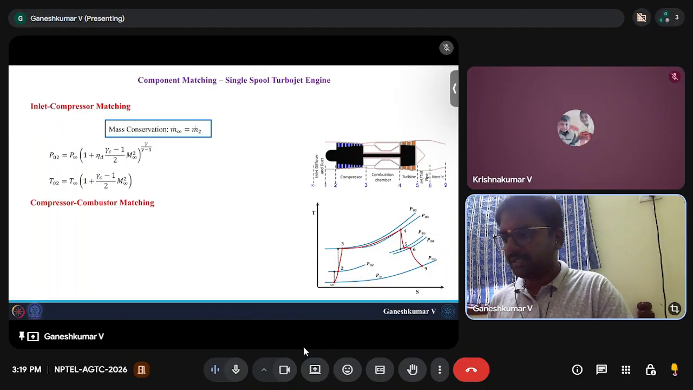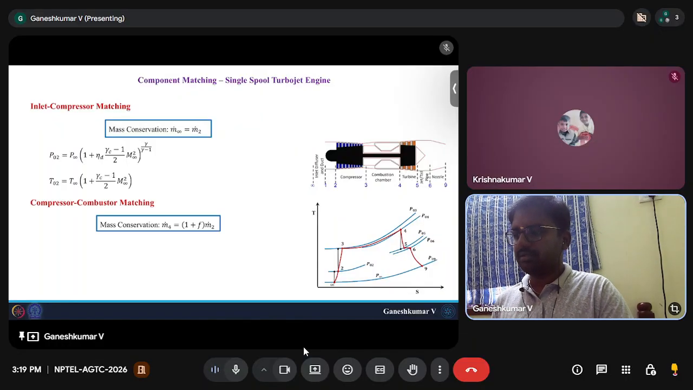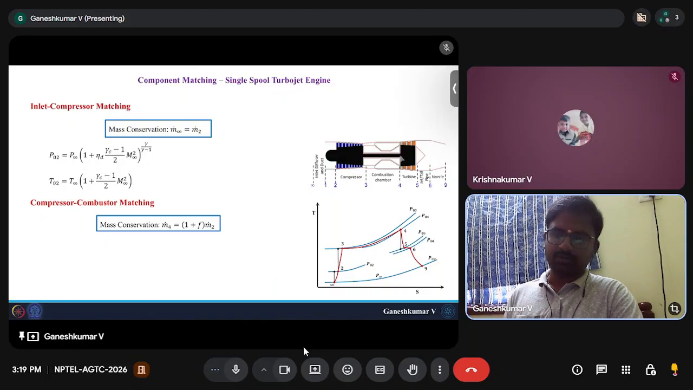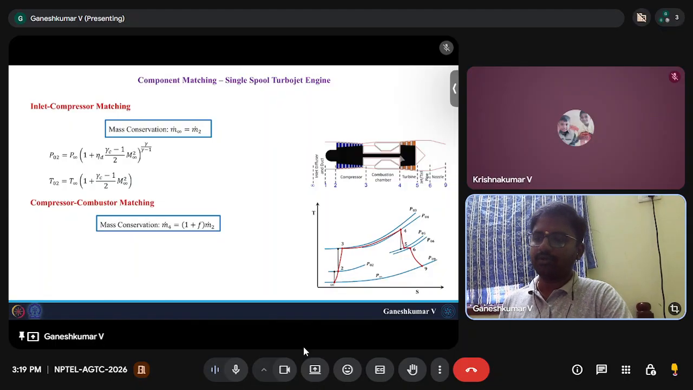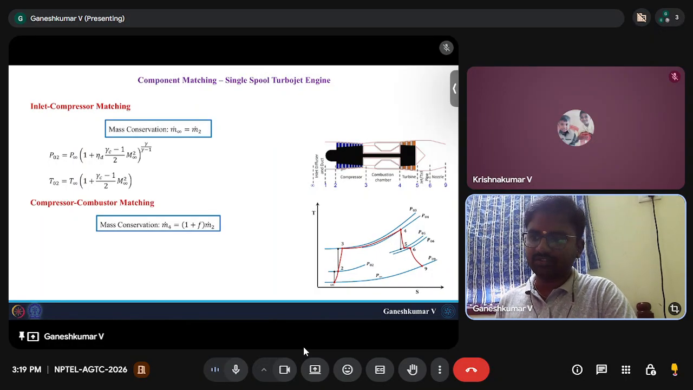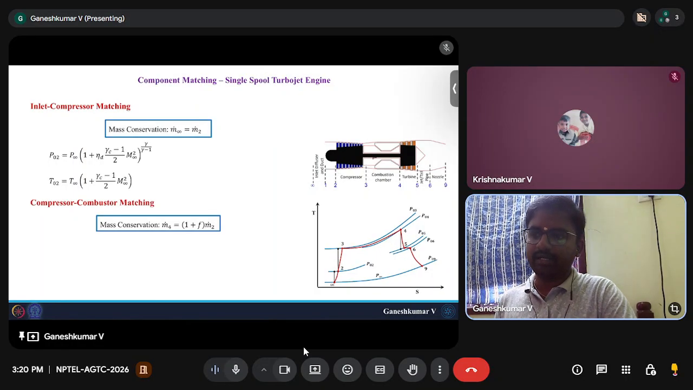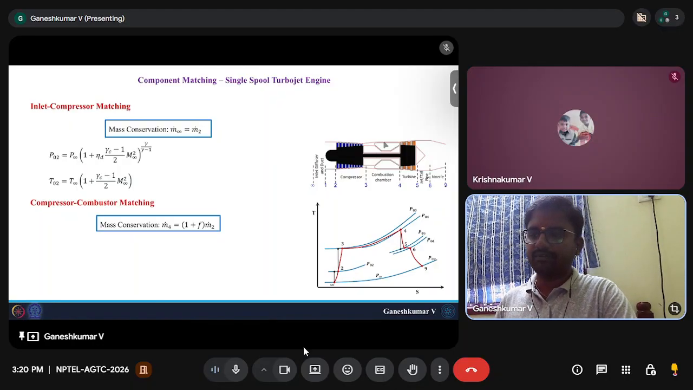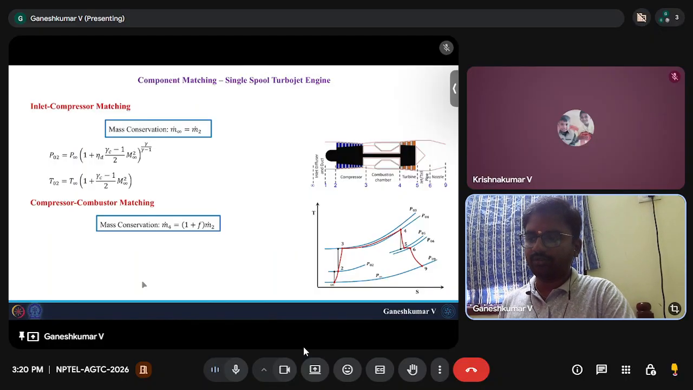The compressor and combustor matching. Here the mass conservation is, m dot 4 is the exit of the combustor. M dot 4 is equal to 1 plus f times m dot 2. Whatever enters the compressor is going to leave the compressor, and in addition there is no bleed, so whatever leaves the compressor and the fuel is getting added here. So that's why you have m dot f plus m dot 2. This is mass conservation, we all know already.